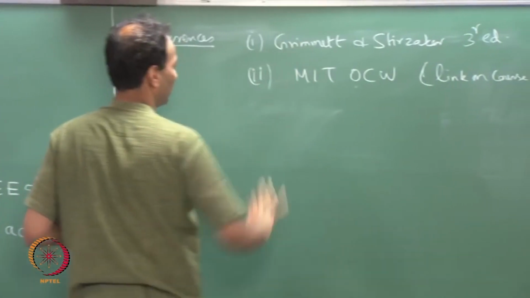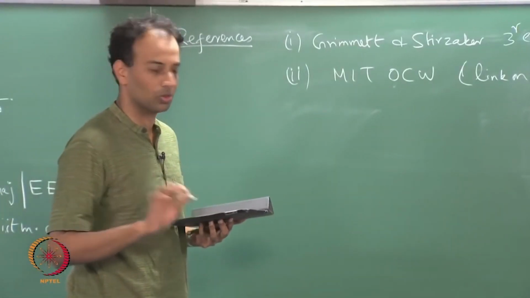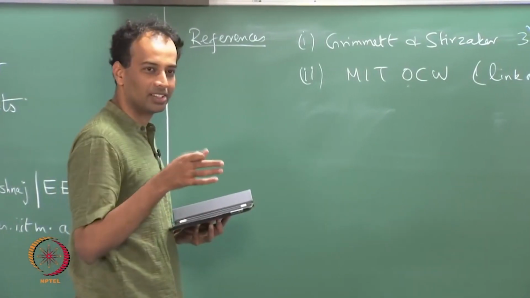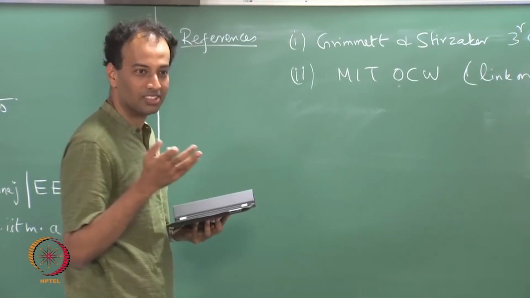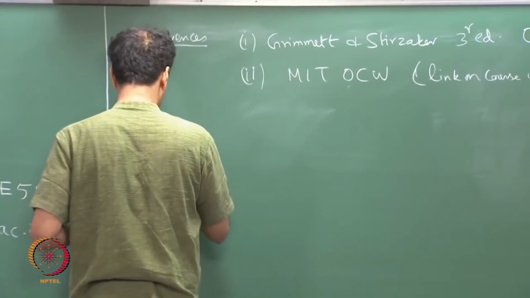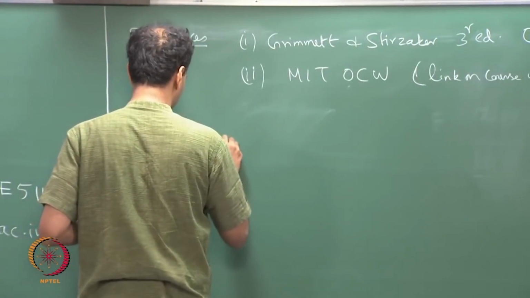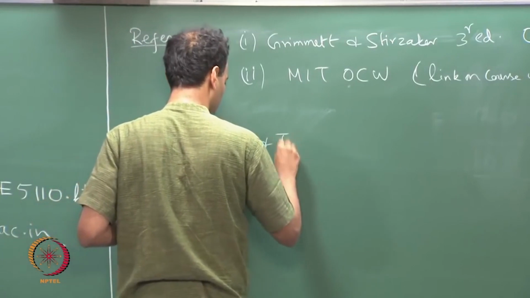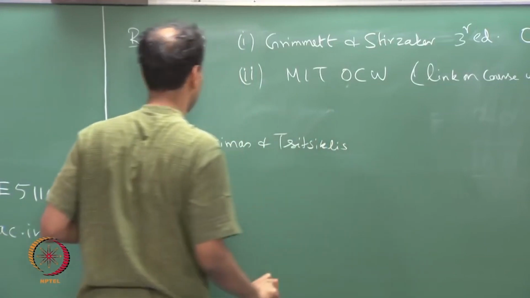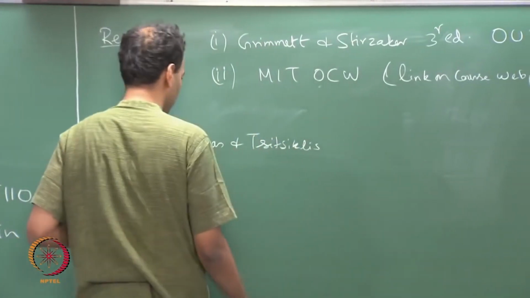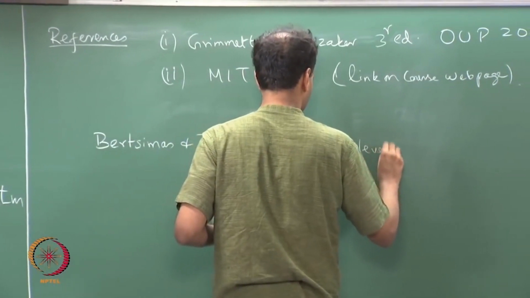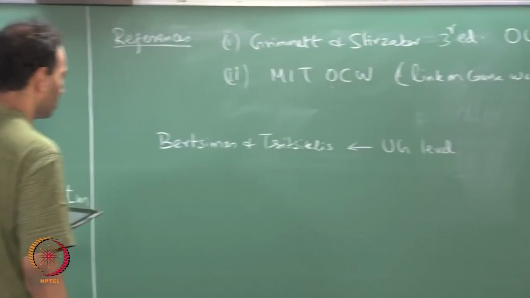These two are roughly at the level at which we'll be doing this course, and there are other textbooks which are either at a slightly more elementary level or at a more advanced level. I will list a couple of them also. There is a book by Bertsekas and Tsitsiklis. This is slightly more UG level. It's an excellent book, Introduction to Probability.